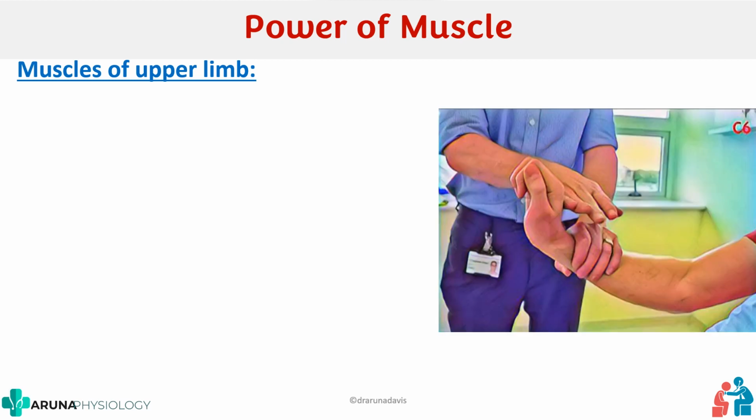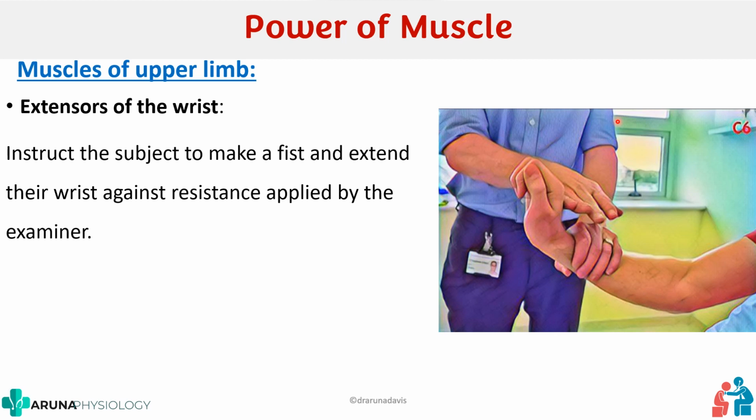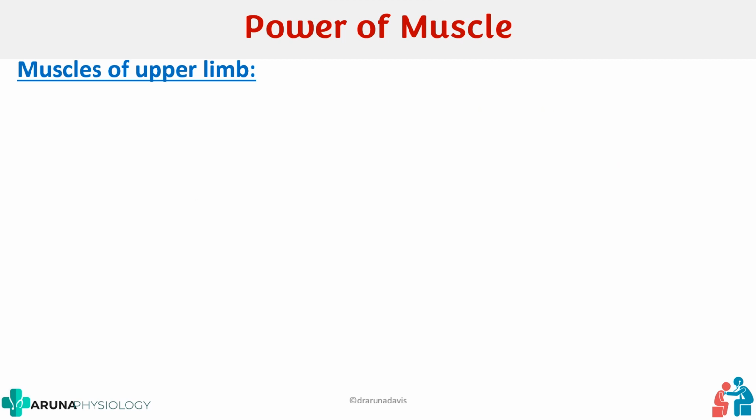Next is extensors of the wrist. How will we check for extensors of the wrist? In this case, you can ask the subject to make a fist. See here, you ask the subject to make a fist and try to extend the wrist, whereas you apply resistance against it. So remember, you have to ask the subject to make a fist and then extend the wrist while the examiner applies resistance. That is how we'll check for extensors of the wrist. So that will complete our muscles of the hand.